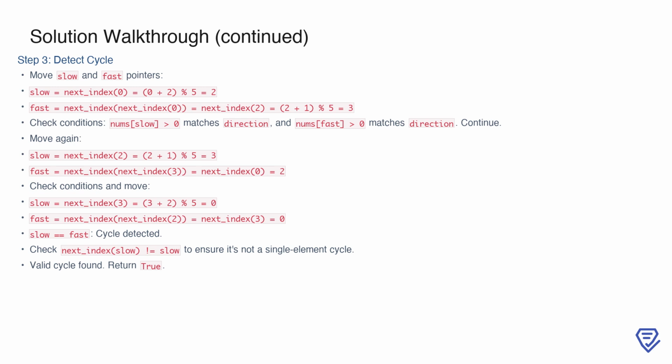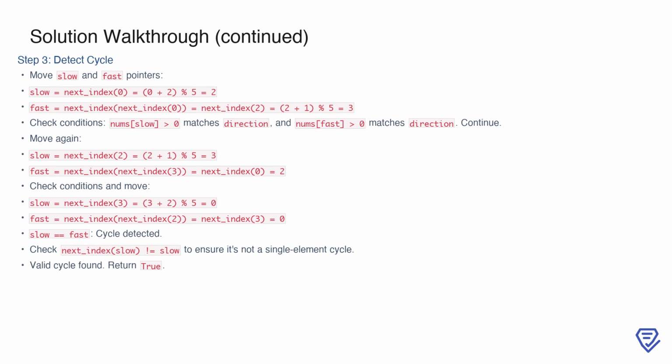Continuing the process, we move the pointers again. The slow pointer now moves to next_index(2) equals (2 + 1) % 5 equals 3, while the fast pointer moves to next_index(3) equals next_index(0) equals 2. Once more, the alignment with the direction holds, so we proceed.